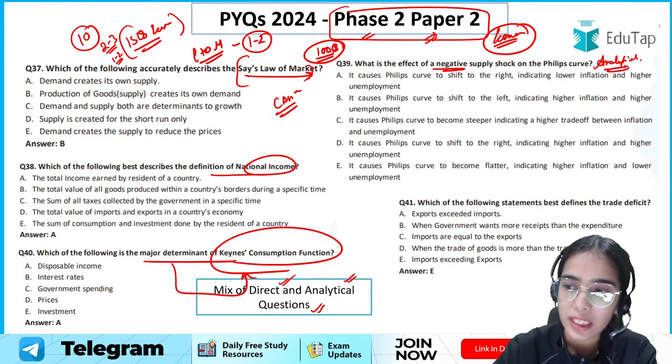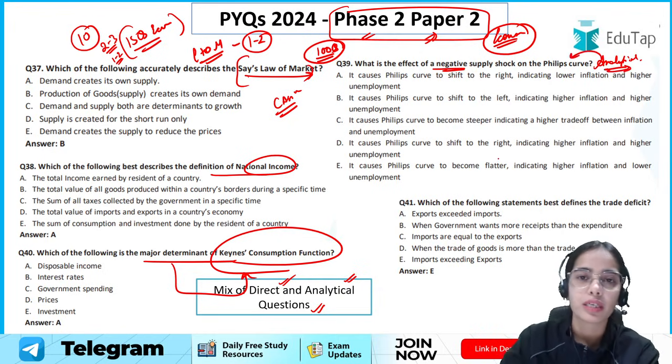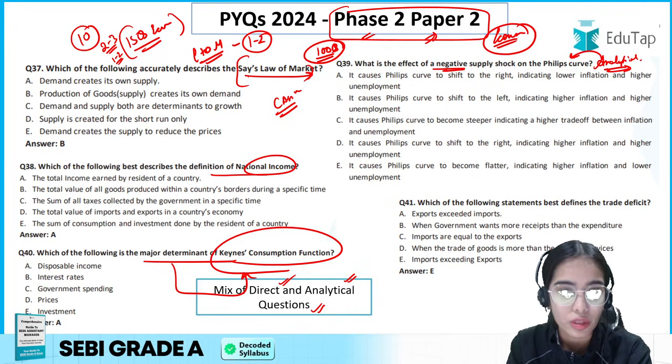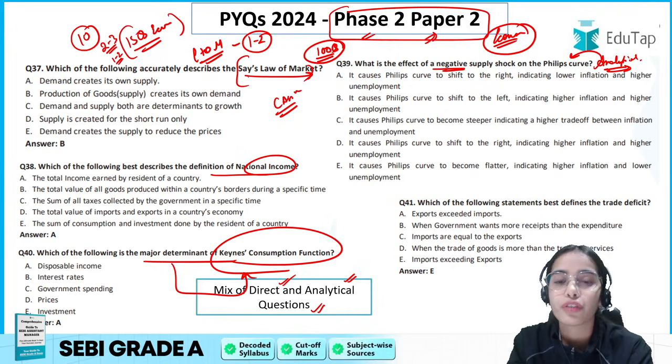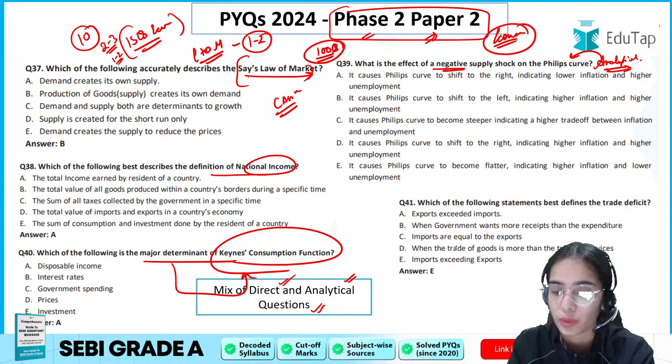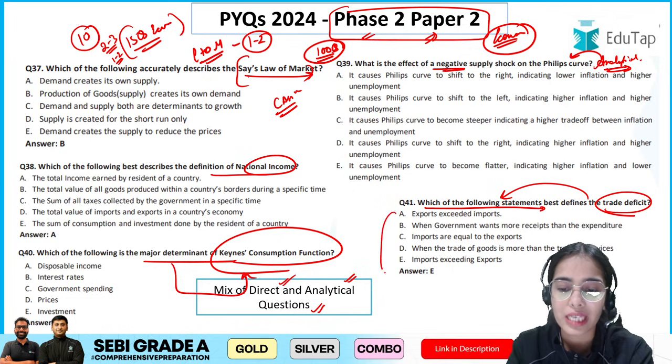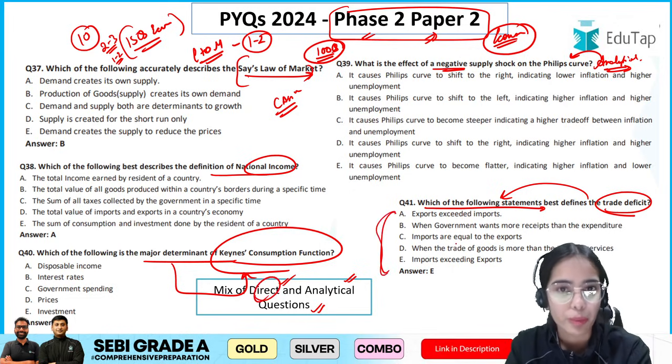So this is an analytical question, but again we have studied this in course. We discussed this question during the marathons also. So this was not a very difficult question. It was analytical but not difficult. Okay, which of the following statement best describes the trade deficit? So here you can see that direct questions are there in the phase 2 paper 2.